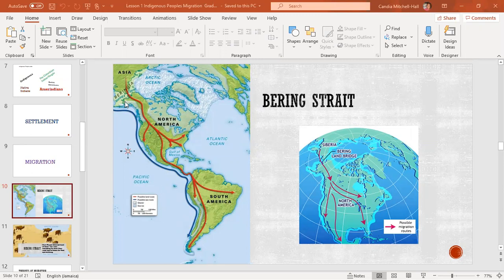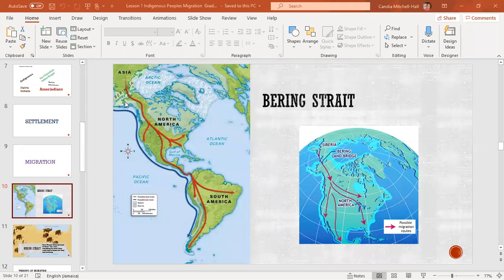Anyone want to share? Sir, while they were crossing, they were going through the period of the fourth ice age. So that body of water was frozen, so it made a bridge for them to cross over. All right. Very good. Show that you are reading. Excellent. Anyone else?